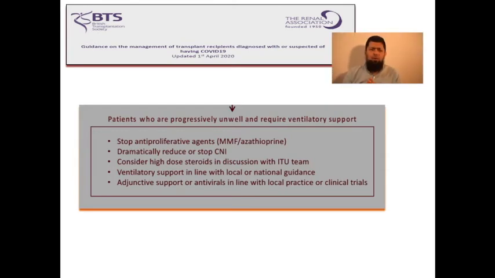For patients who are progressively unwell and require ventilatory support, they recommend to stop the anti-proliferative agents, dramatically reduce or even stop the CNI, and consider high-dose steroids in this situation after discussion with the ICU team, ventilatory support, and antiviral therapy. And remember that if the CNI is continued at this stage, and I don't think so, some of the antiviral medications have an effect on the level of tacrolimus and cyclosporin.